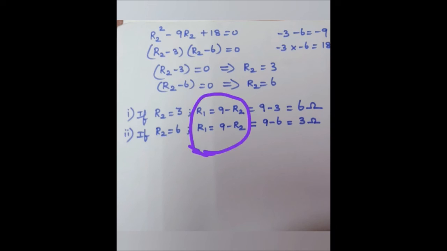We know that R1 equals 9 minus R2. If R2 equals 3, then R1 equals 9 minus 3 equals 6 ohm. If R2 equals 6, R1 equals 9 minus 6, that equals 3 ohm. Therefore, if R2 equals 3 ohm, then R1 equals 6 ohm. If R2 equals 6 ohm, then R1 equals 3 ohm.